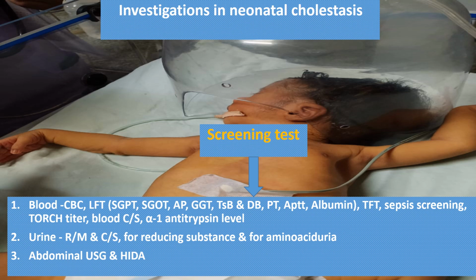And for the metabolic disorder, we have to send the alpha-1 antitrypsin level and other screening tests for metabolic disorder, tandem mass spectrometry. All these should be sent if you are suspecting a metabolic cause for neonatal cholestasis. Urine for routine microscopy, culture and sensitivity to rule out UTI, for reducing substance to rule out galactosemia, for amino aciduria if you are suspecting a metabolic disorder. Abdominal USG and HIDA scan should be sent initially to screen out whether it is due to infections, or due to some metabolic disorder, or due to an obstructive cause of neonatal cholestasis.